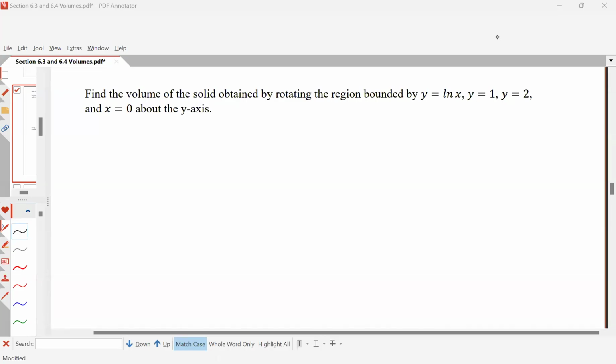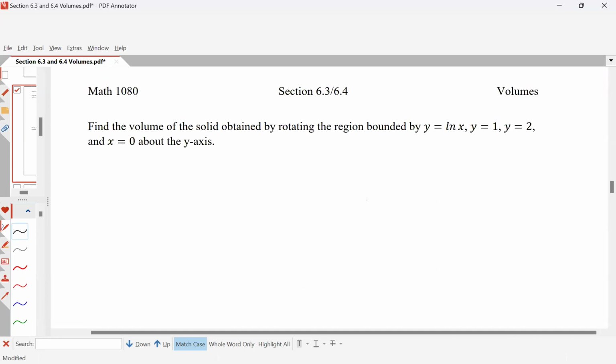We are looking at some more examples of using the disk method to find the volume of a solid. Recall the disk method: if I want to find the volume of a function rotated about an axis, it will be the integral from a to b of pi times the function squared dx. This is when we're rotating about the x-axis. And if we are rotating about the y-axis, we need to be in terms of y.